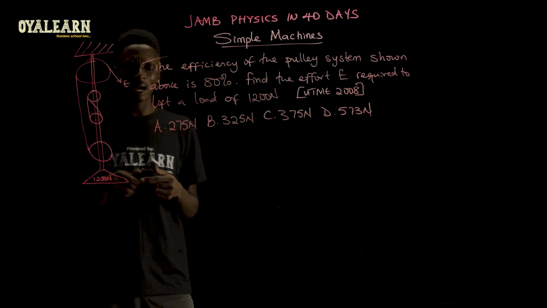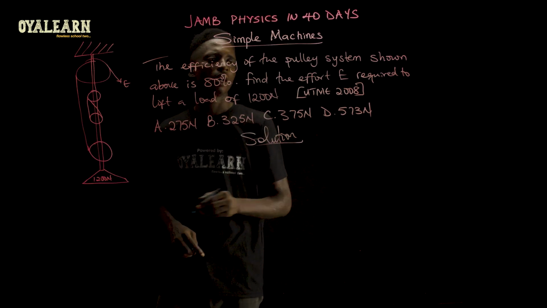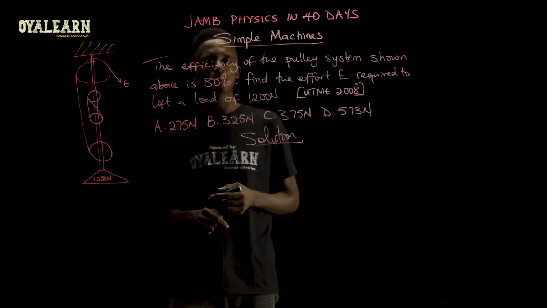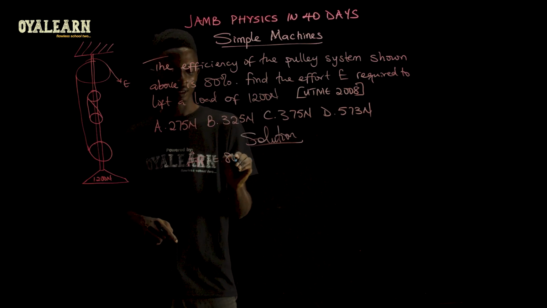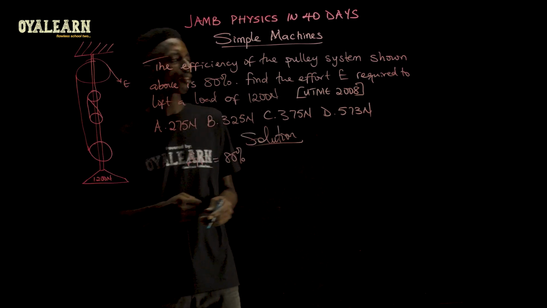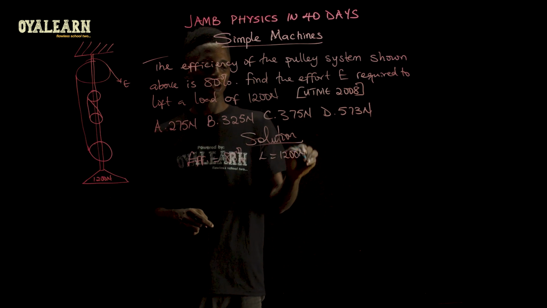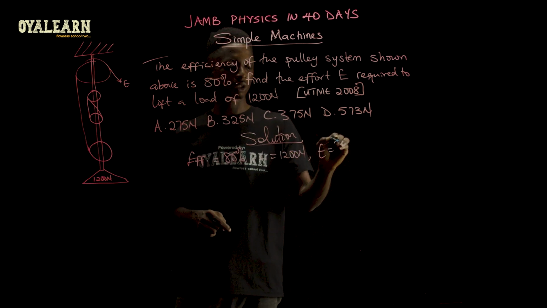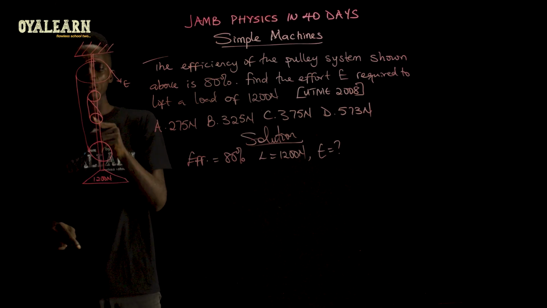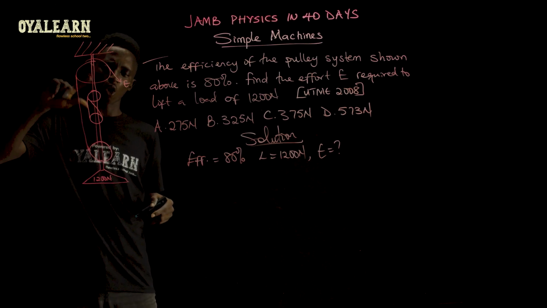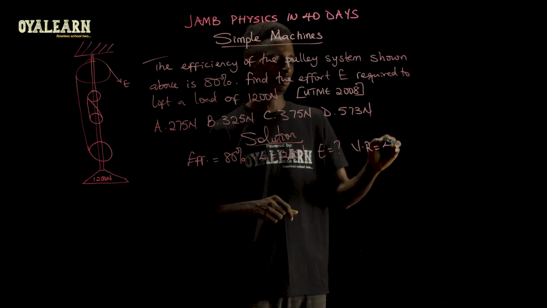From this question, let's gather out the facts that we have. We are told that the efficiency is 80%. So efficiency is given. Another thing we are told is the load. Load is 1,200 newtons. We do not know the effort, so that's what we have to calculate. But we know that this pulley system has 4 pulleys in the entire system. So 1, 2, 3, 4. And that tells us that the velocity ratio is also going to be 4.